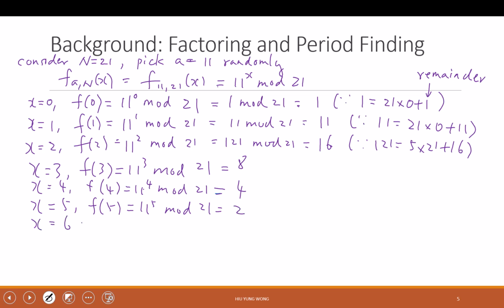X equals 6, f of 6 equals 10 to the power 11 to the power 6, right? So you really need to do a lot of exponentials. It's computationally intensive, right? We're only doing 21. What if it's a 100 digit number? mod 21, and what is this? This is 1. Nice.